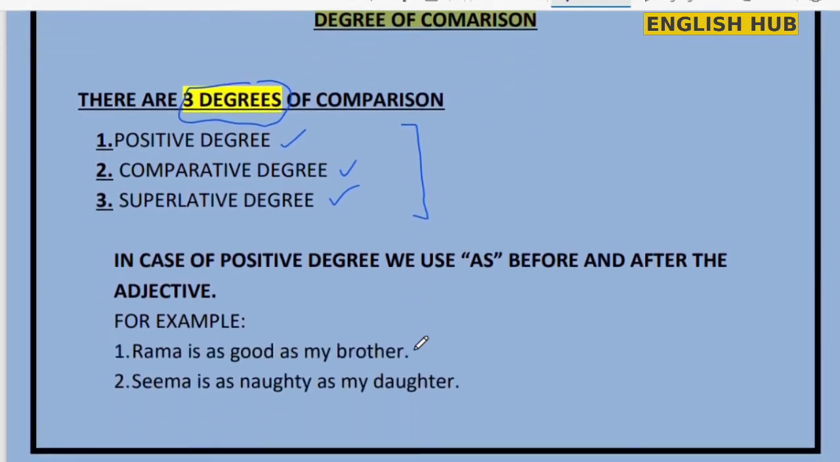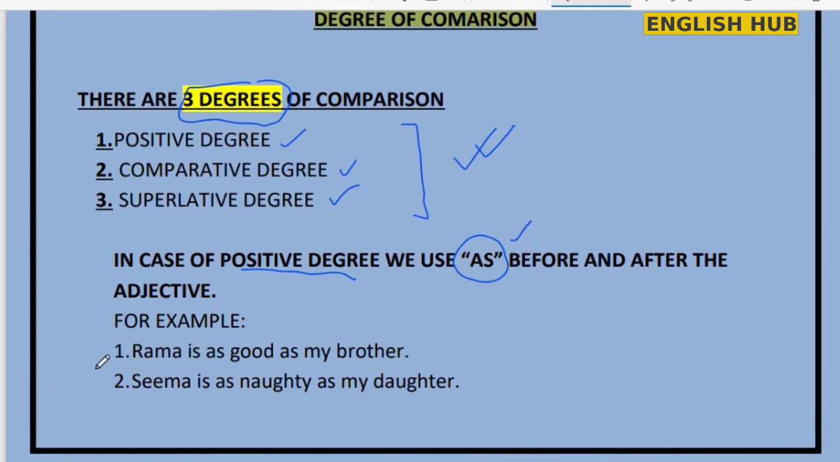So in these 3 degrees there are some things which must be followed for each of these degrees. For example, in case of positive degree, we have to put as. Whenever we are stating something in a positive form, for example, I am as good as my brother, I am as naughty as my brother, we are putting as before and after the adjective. What is the adjective? Good, bad, naughty, intelligent. All these are adjectives.